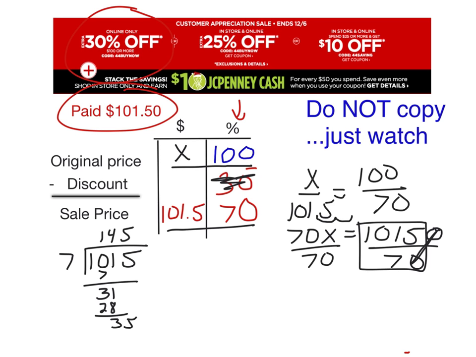Okay, try it on your own. Set up your table. Remember, dollar signs are in this column and percents are in this column. Put them in the correct column, set up that proportion, and solve. Be sure and check with a neighbor to make sure you got the correct answer.